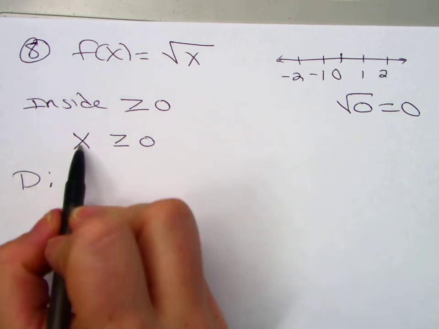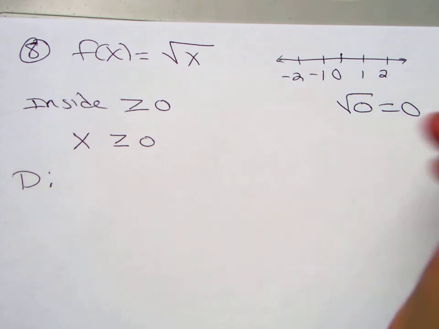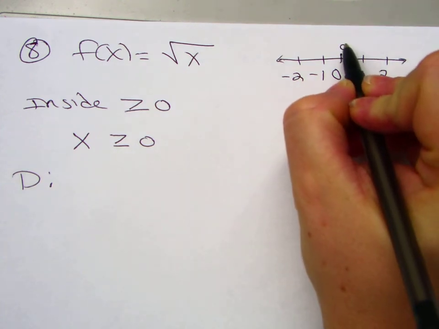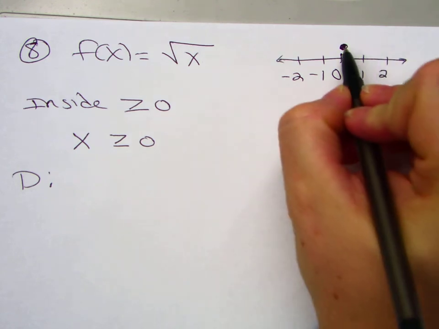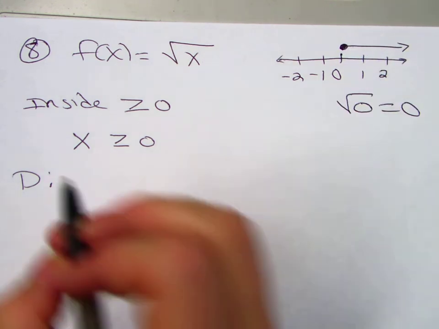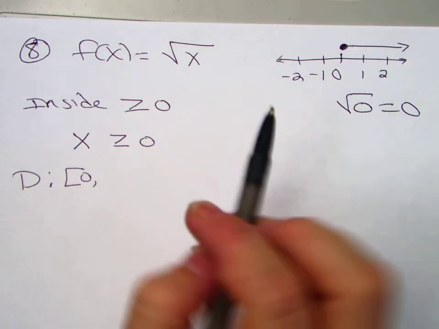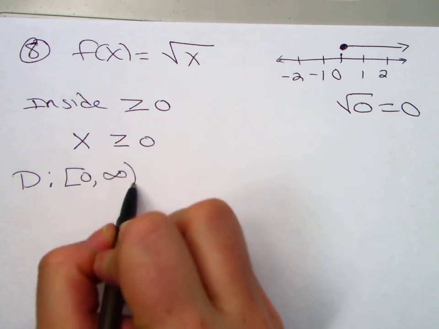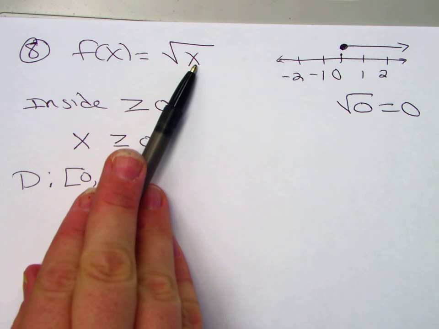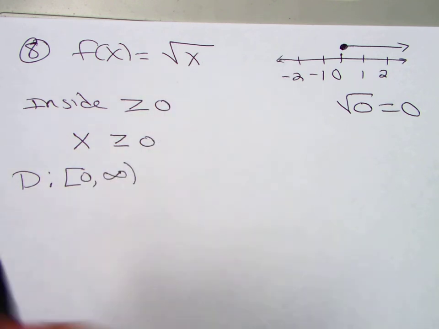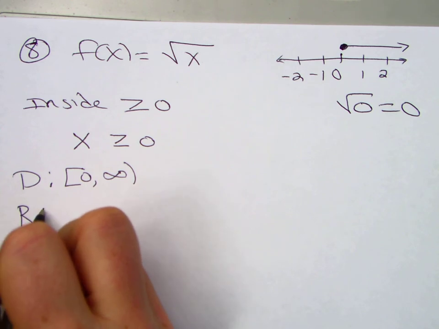So if the number is greater than or equal to 0, think about the number line. There's 0, and I'm shading to the right. So the smallest number is 0, and the biggest number is infinity. You can't go smaller than 0, but you can plug in 1, 2, 3, a billion, a trillion, a googol. Okay? All right, the range.